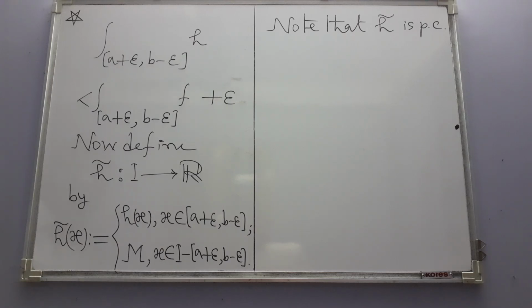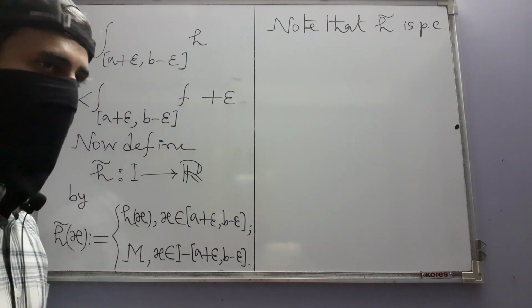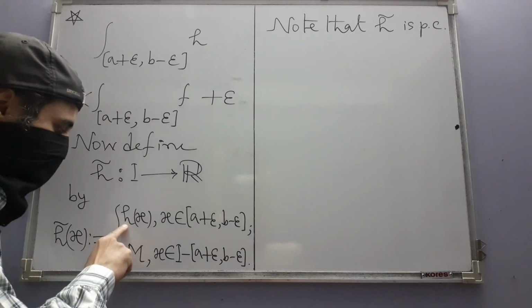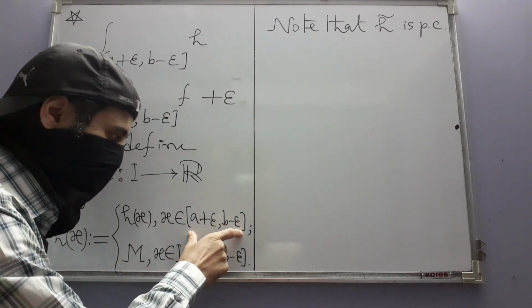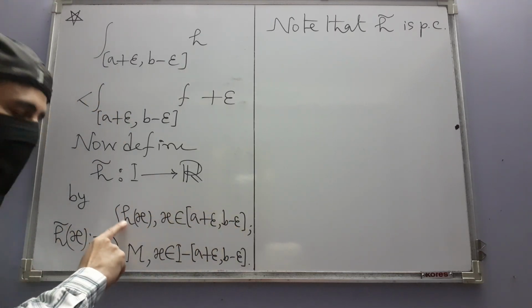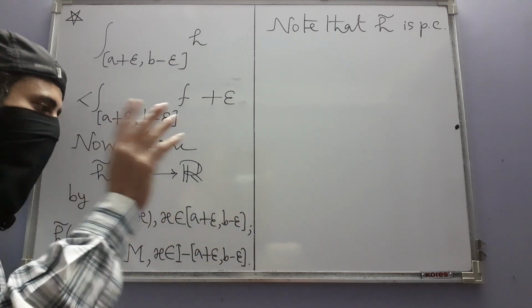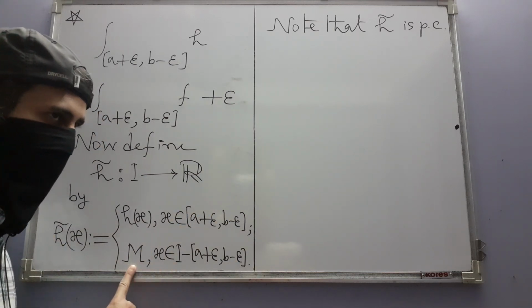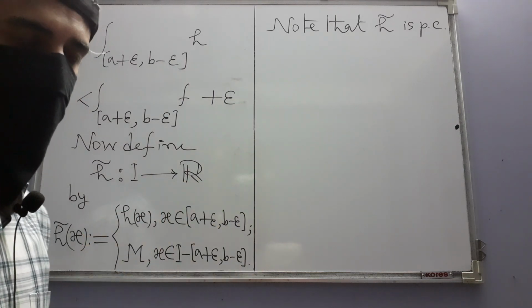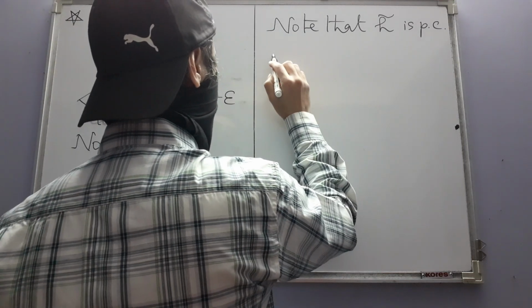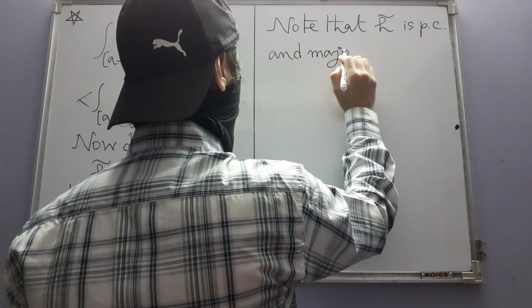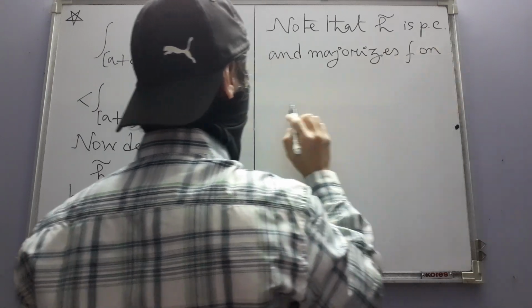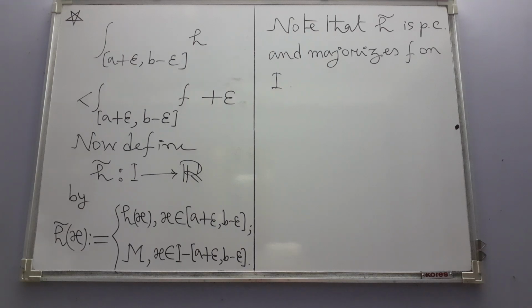Okay, so we understood how it is a PC function, but additionally it now majorizes f on the entire interval I. How? See, h already majorizes the restriction of f on this interval, and on this interval h tilde is nothing but h. So, in this part h tilde majorizes f. Outside also h tilde majorizes f, because outside h tilde is capital M, and already all the f values are less than or equal to capital M. So, that is why h tilde majorizes f, for emphasis we write on I.